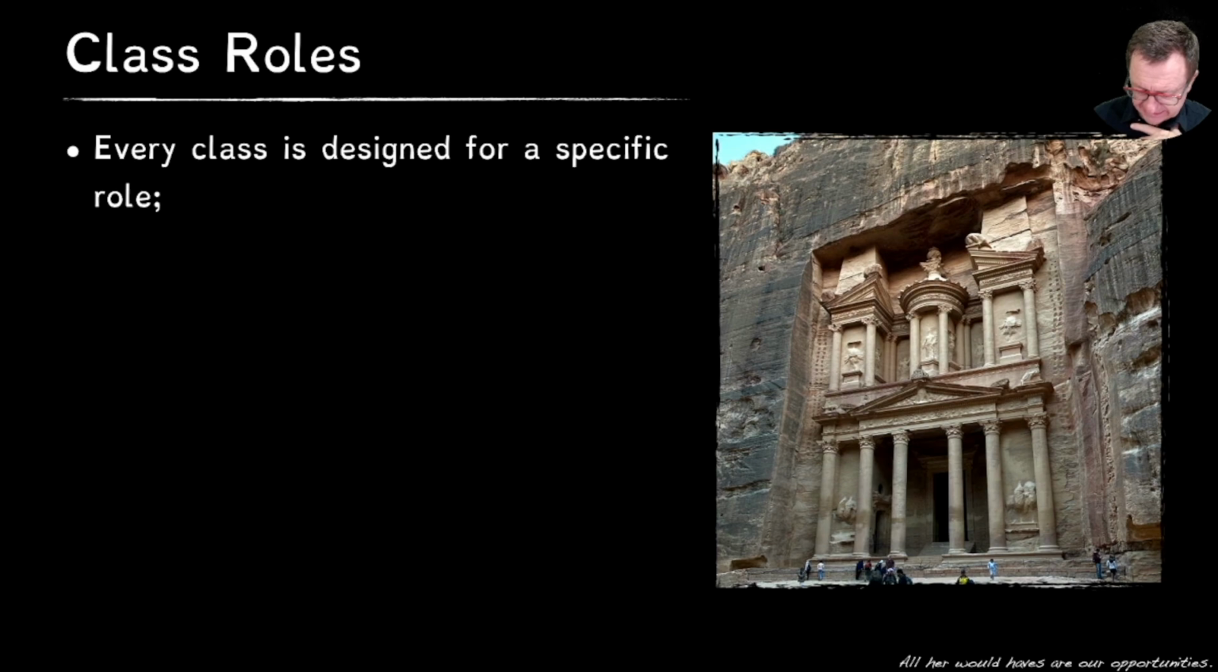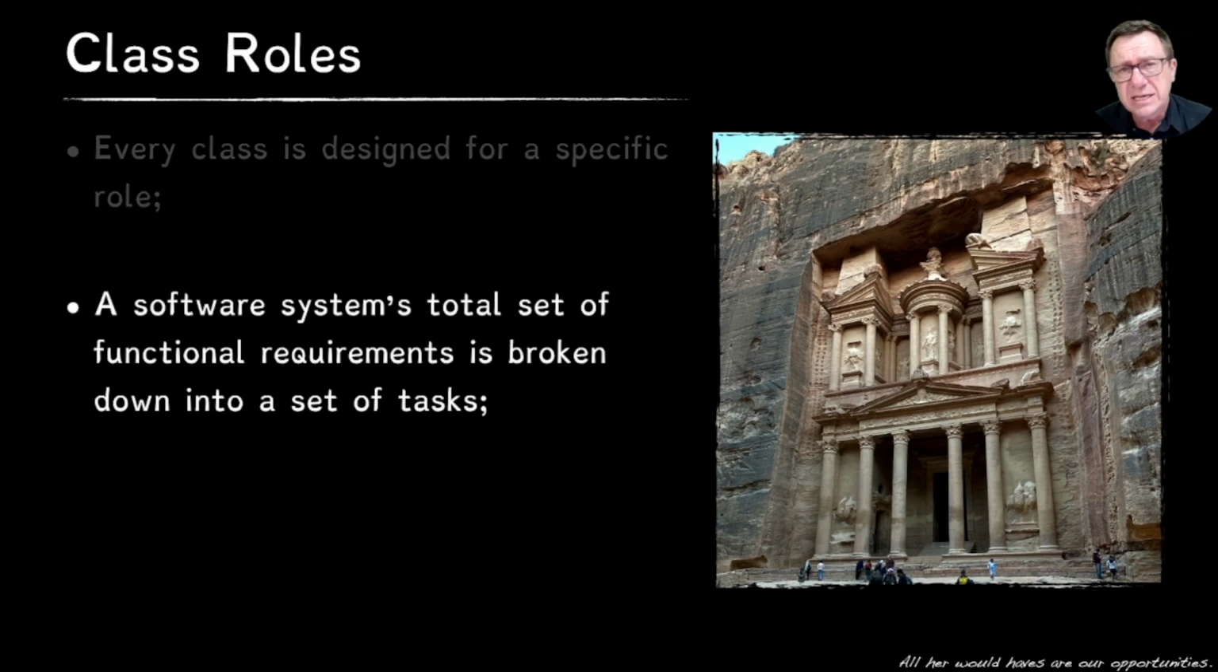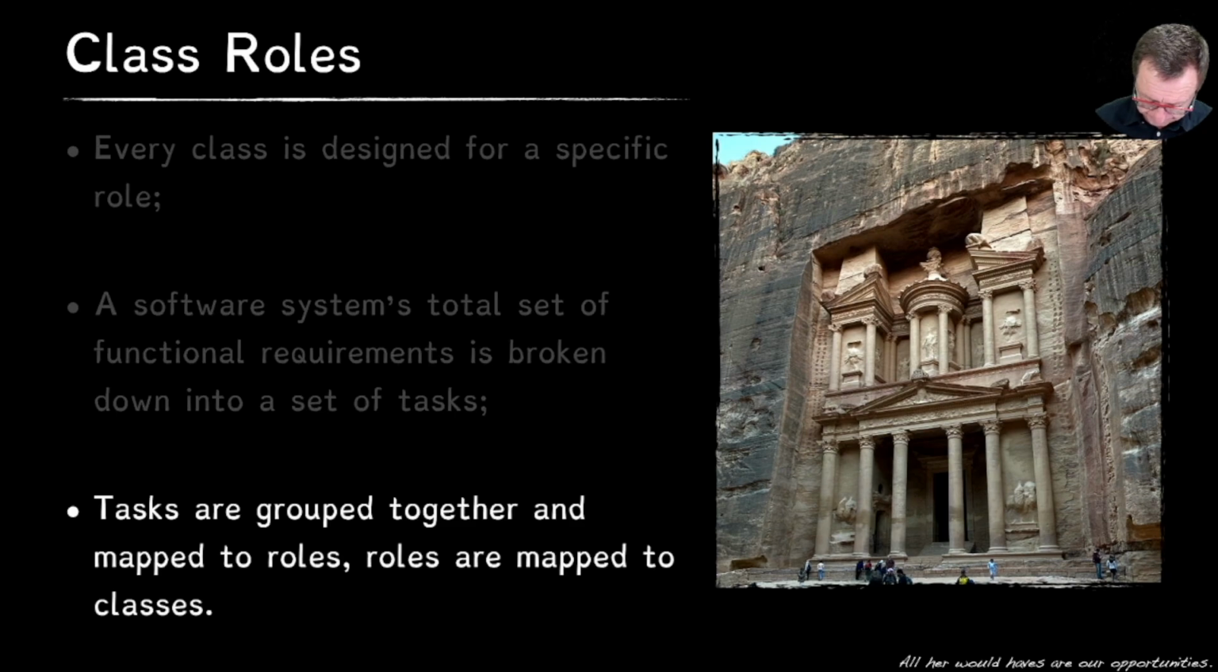Roles of the class. Each class should be defined with a specific role in mind. We should have in mind a specific role this class is going to play. A software system's total set of functional requirements is broken down into a set of tasks. So we've got this set of tasks that our program needs to do, and we're now going to have objects working with us. Tasks are grouped together and mapped to roles, and roles are mapped to classes. Straightforward, simple stuff, but pretty in-depth and complicated.